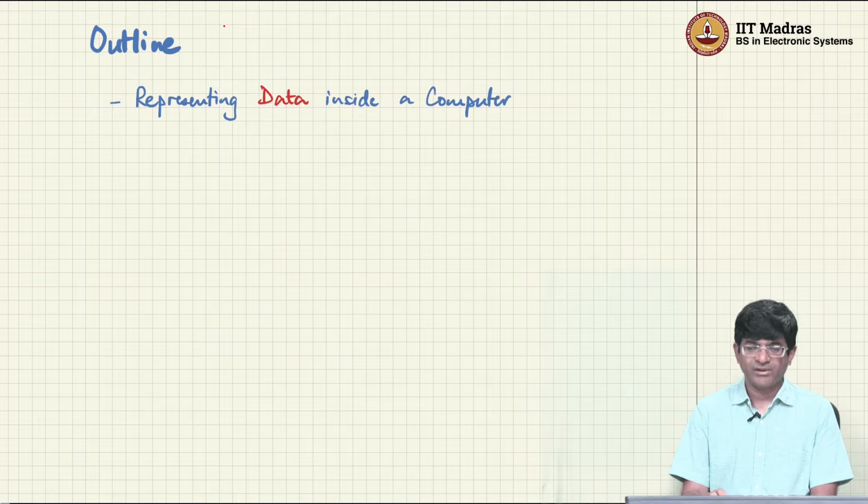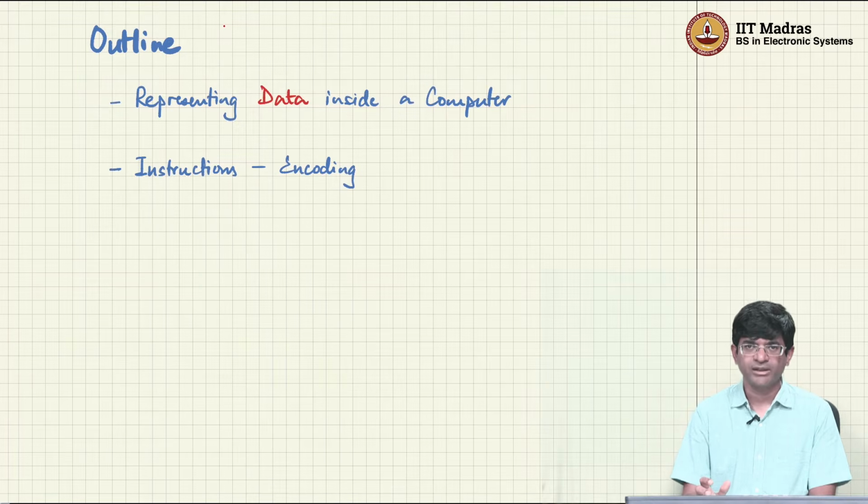So the outline of this set of lectures is roughly going to be along the following lines. The first thing that we are going to look at is how we represent data inside a computer. We will then get into another section which is on instructions, because it turns out that instructions can also be encoded as some kind of numbers, which means that we can use a very similar kind of representation to what we do for data in order to store instructions as well.